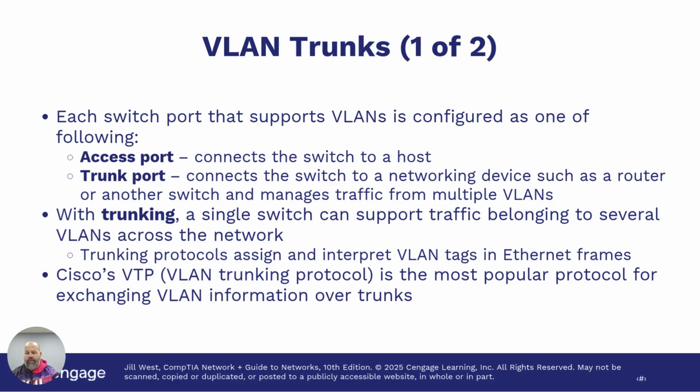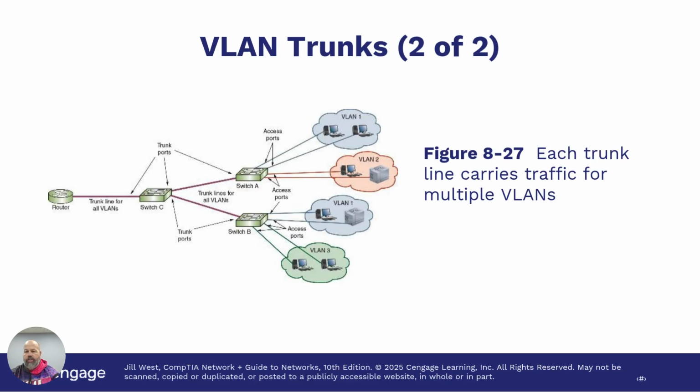Trunking protocols manage the VLANs and Ethernet frames. The most popular is Cisco's VTP, VLAN Trunking Protocol, which coordinates VLAN information across all of your switches. This diagram shows how trunk ports carry multiple VLANs. The connections between switches and from switches to the router are trunk lines, and those are shown with dashed lines. These trunk lines carry tagged traffic for VLAN 1, VLAN 2, VLAN 3 all at once, like a multi-lane highway where each lane represents a different VLAN.